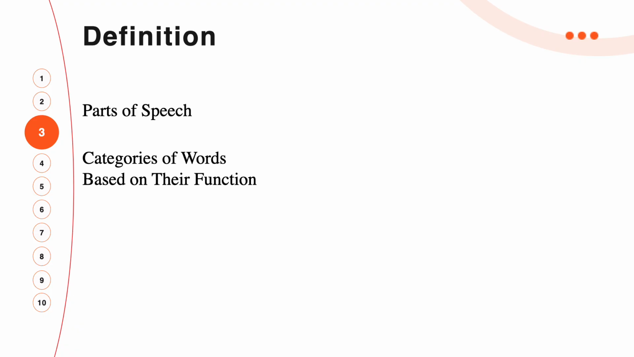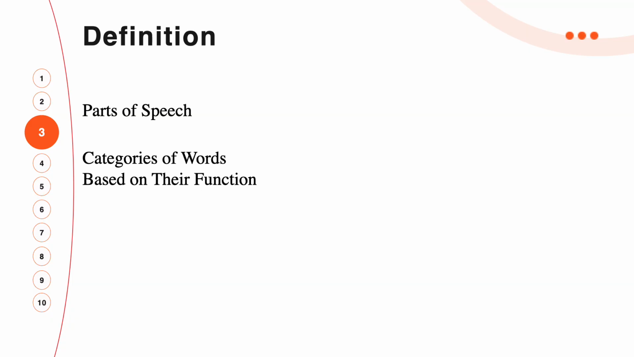Let us understand the definition in a very simple way. Parts of speech are groups or categories of words, and these groups are created based on the job the words perform in a sentence. Every word in English has a function.